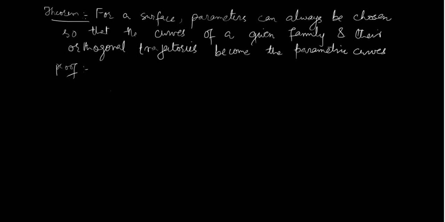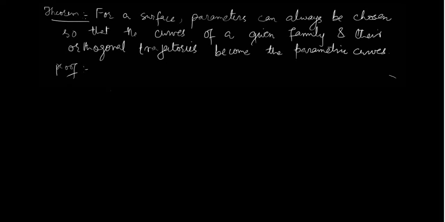Now we have a theorem which would perhaps be the last one in unit two. It says that for a surface, parameters can always be chosen so that the curves of a given family and their orthogonal trajectories become the parametric curves. It means I can always reparameterize a surface such that a given family of curves that I would start with, and its orthogonal trajectories, become the parametric curves. So under those new parameters, let me call them u prime and v prime, r_u' dot r_v' should be equal to 0.